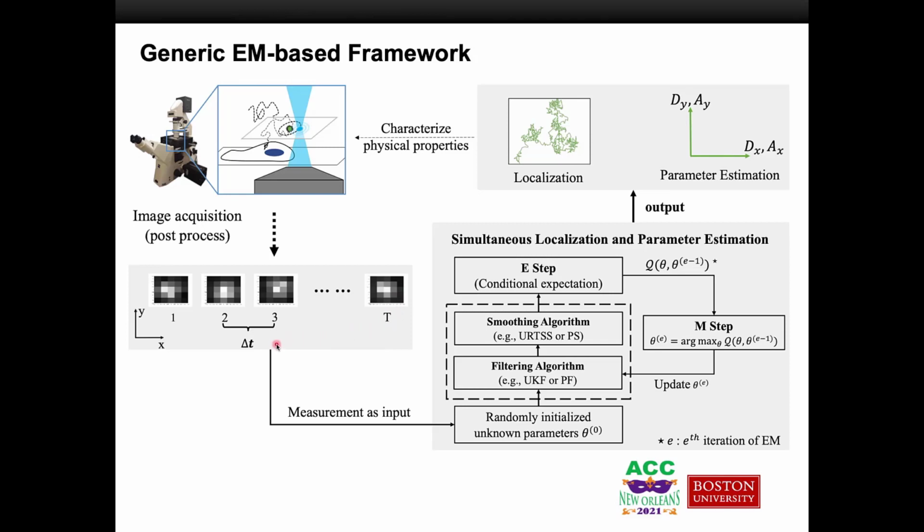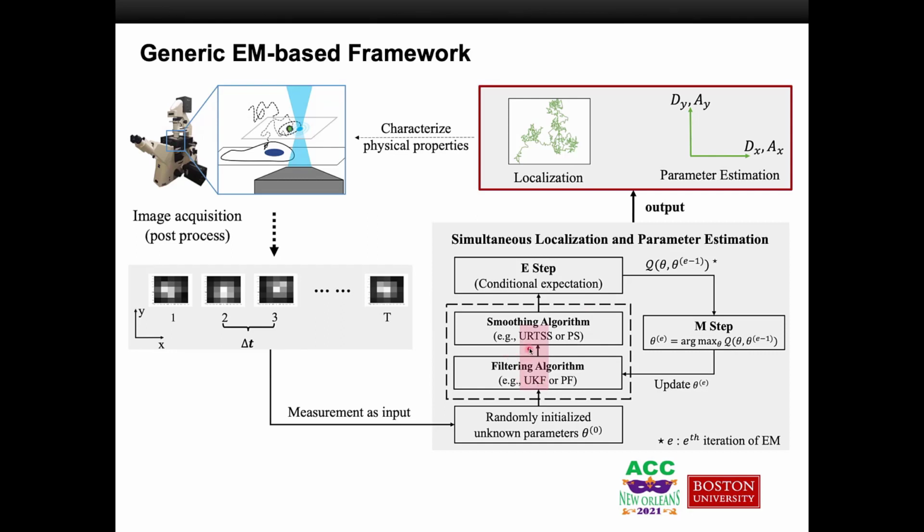The type of camera considered in this work is the scientific CMOS camera. By taking the post-processed images as input, we aim to make joint localization and model parameter estimation. Dx and Dy are denoted as the diffusion coefficients. Ax and Ay are denoted as the stiffness coefficients, and we would like to estimate these unknown parameters. Under the EM-based framework, two representative methods are used.